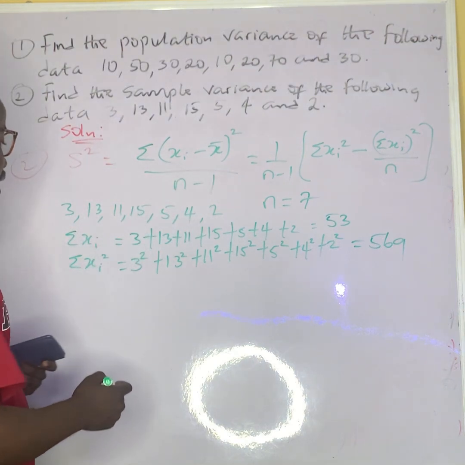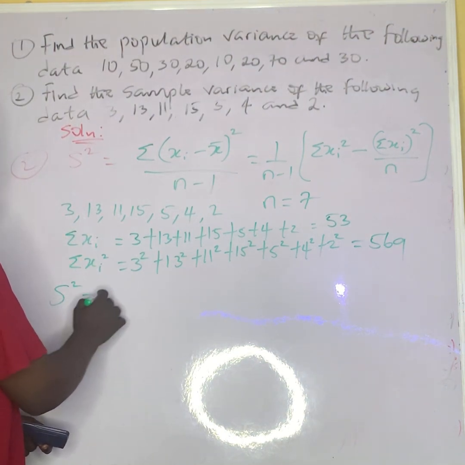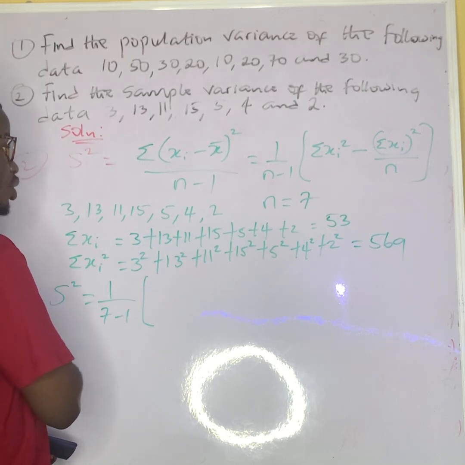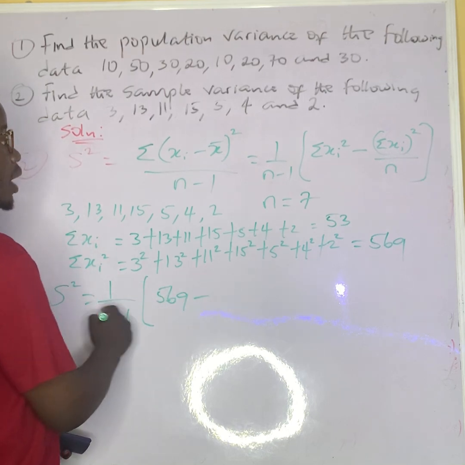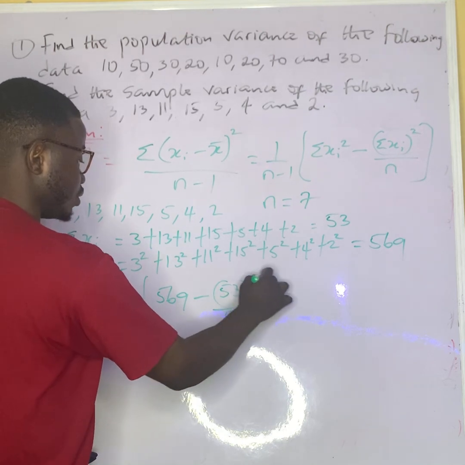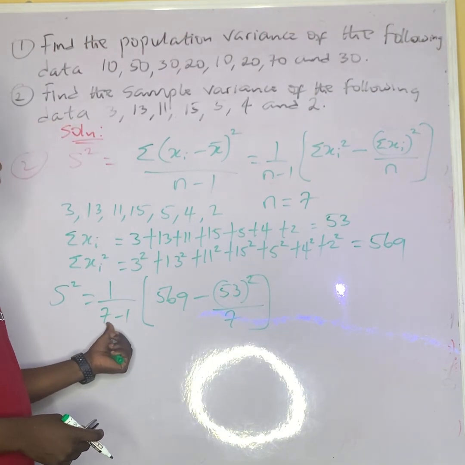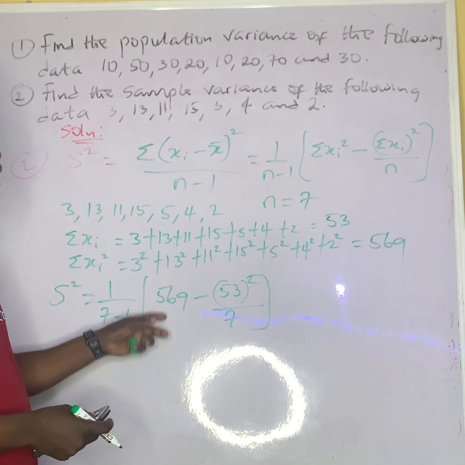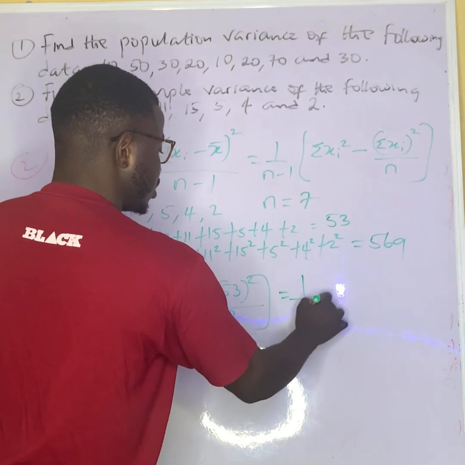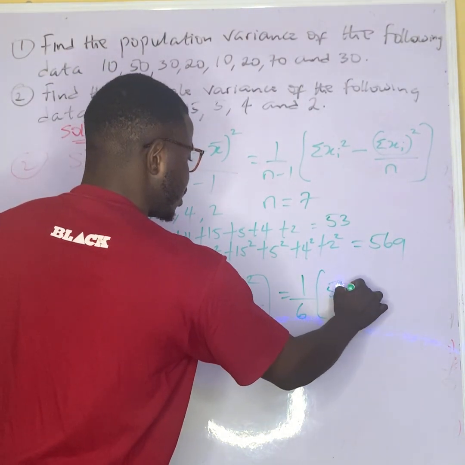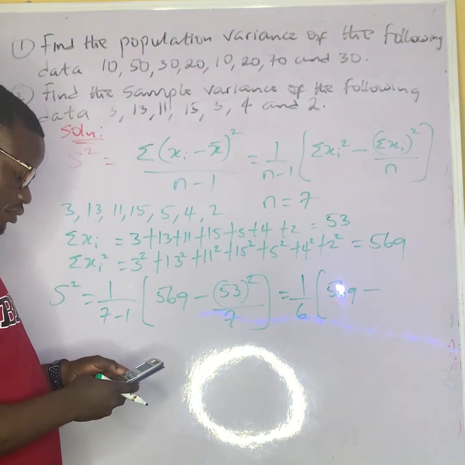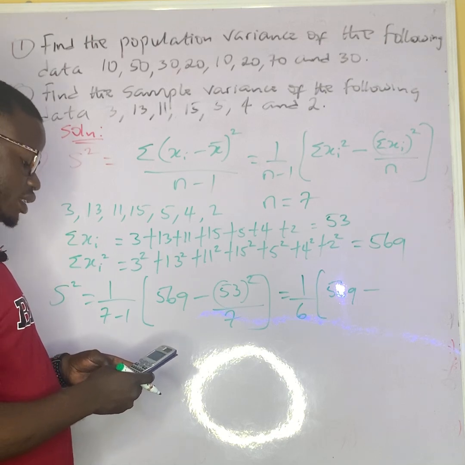So we can substitute directly into the formula, where s squared is equal to 1 over n minus 1, with n being 7, so 7 minus 1 in brackets, times summation xi squared, that's 569, minus summation x, which is 53, squared, over 7. We are only subtracting one from outside there; inside we are not subtracting anything. The formula is quite similar to that of the population variance, but make sure you don't mix the two up. Here we have 1 over 6, times 569 minus, we square this particular one, 53 square, that's 2809, divided by 7.